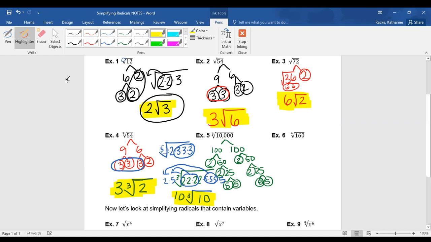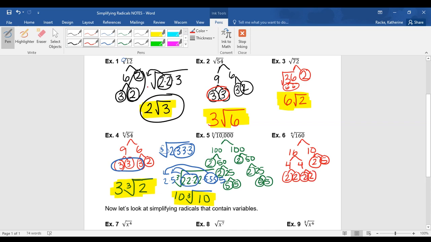Okay, so now with example 6, it is the 4th root of 160. So now I'm looking for groups of 4, okay? 160, 16 times 10. 10 gives me 2 and 5. Those are both done. 16 gives me 4 and 4, which then gives me 2 and 2 on both of them.